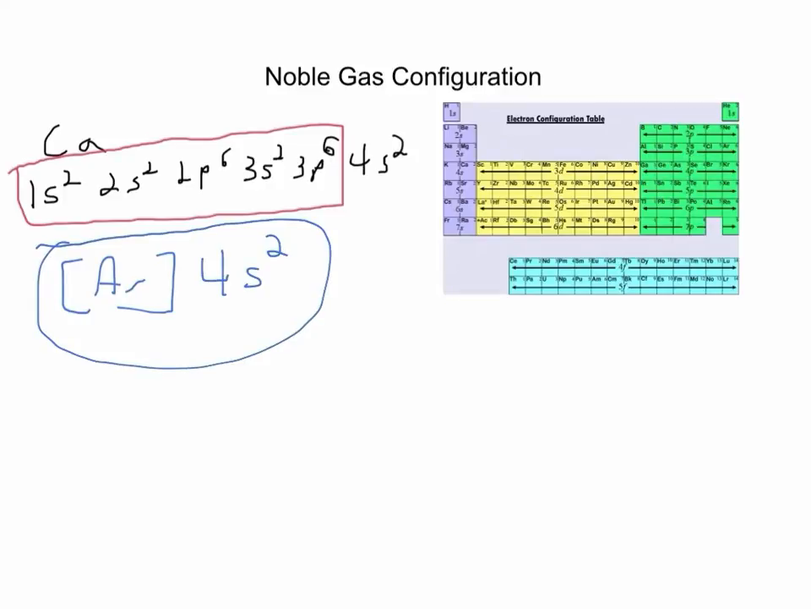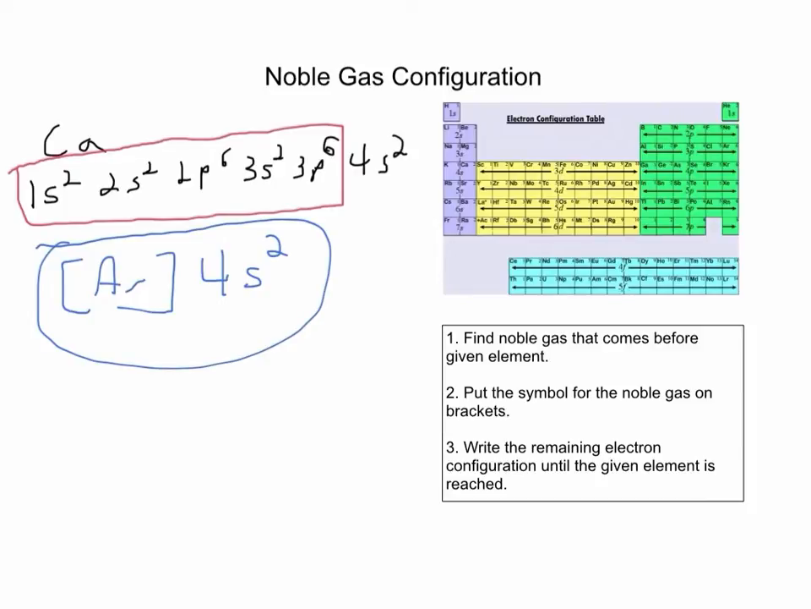So all we do is find the noble gas that comes before our element. So here's calcium. We go back, and the nearest noble gas that came before it is argon. We write that noble gas in brackets, and we write whatever comes after it.